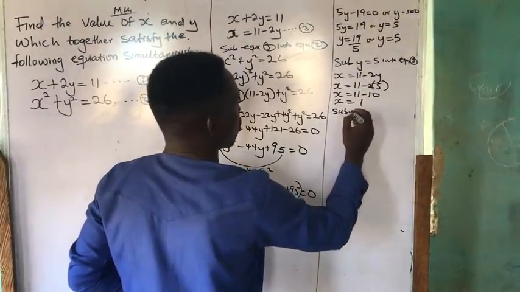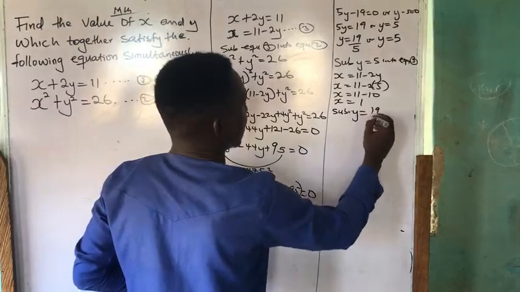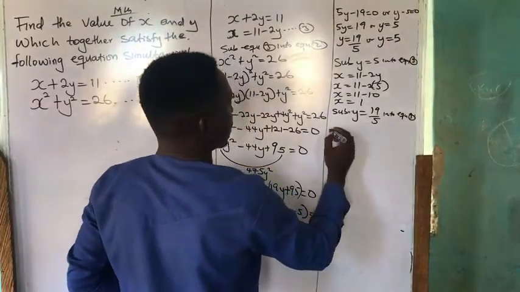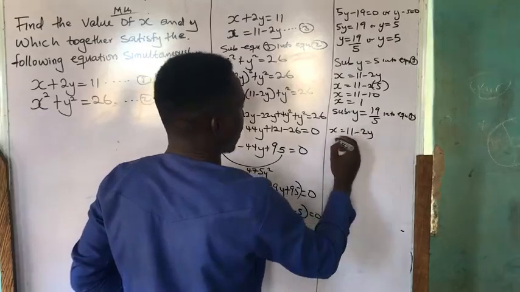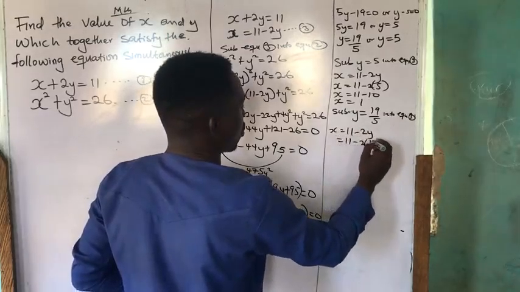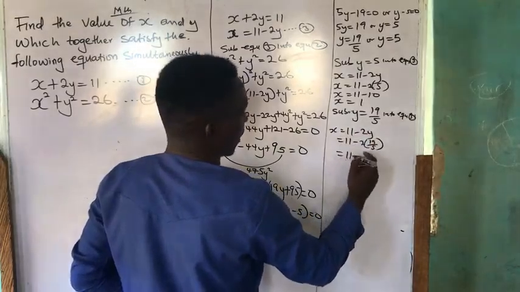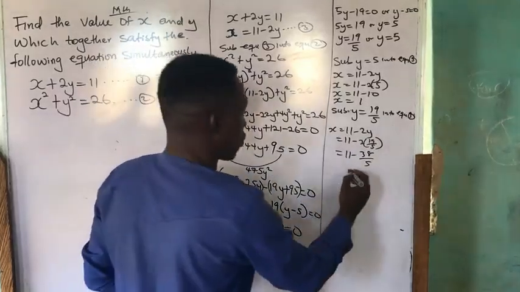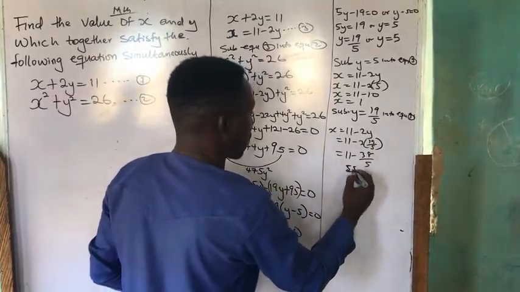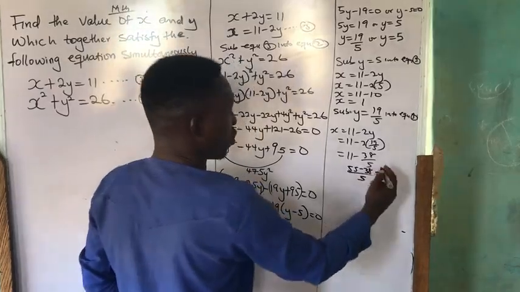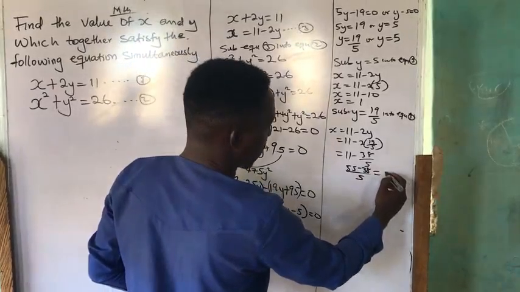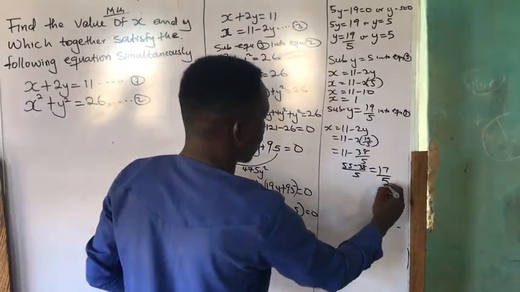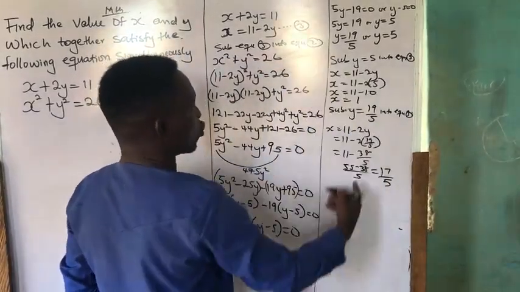Then substitute y is equal to 19 over 5 into equation 3. So x is equal to 11 minus 2y, which is 11 minus 2 times 19 over 5. This is 11 minus 38 over 5, since 2 times 19 gives you 38. So you find the LCM, 5. This is 55 minus 38. 15 minus 8 gives us 7. This one is remainder 4. 4 minus 3 gives you 1. That's 17 over 5. So these are the two possible values you have.